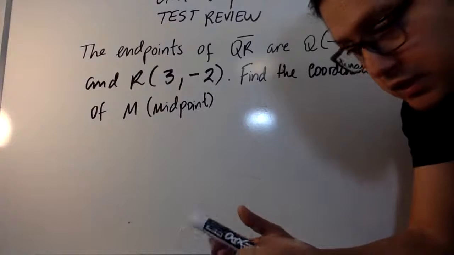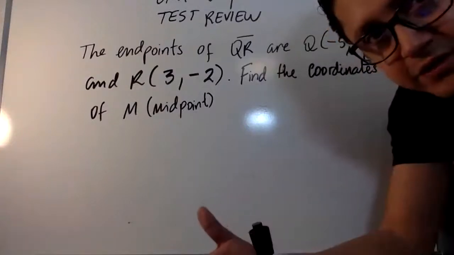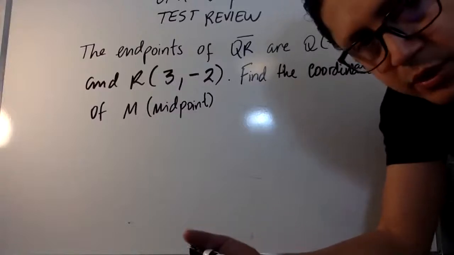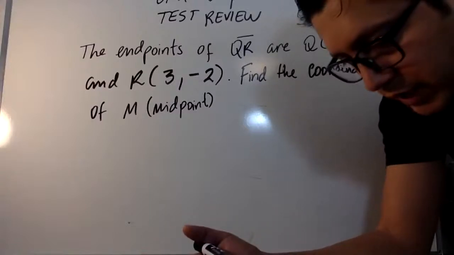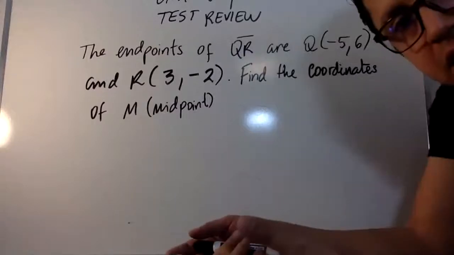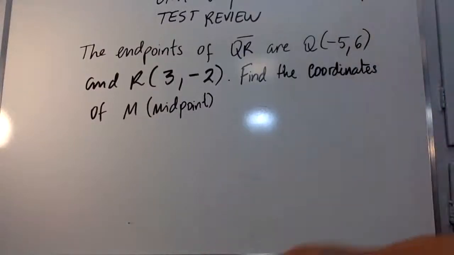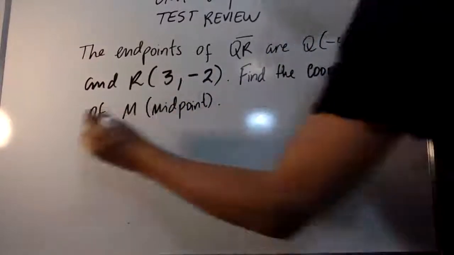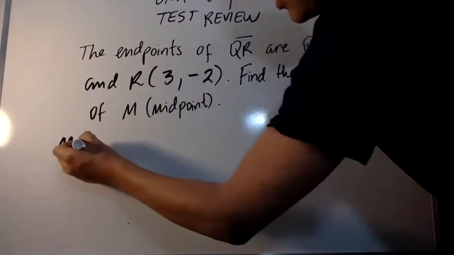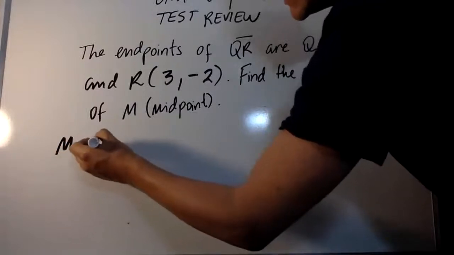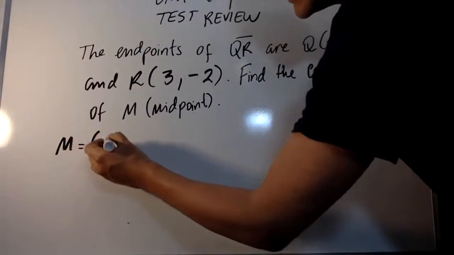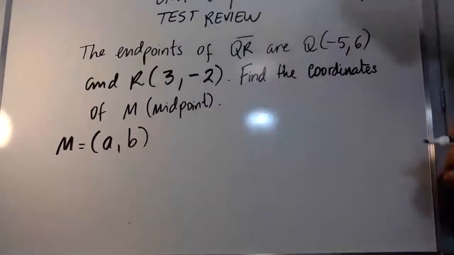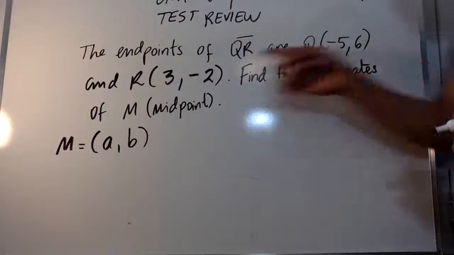You can either use the formula, or you can find it by seeing where it is on the plane. No matter what strategy you use, it's going to be okay. What I'm going to do is say method one. So using the formula, the midpoint is always this. Remember that it has coordinates, and let's say that the coordinates are A and B.